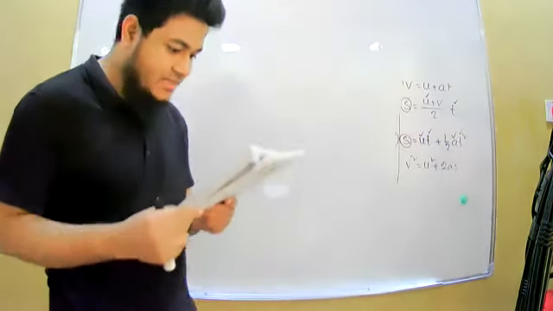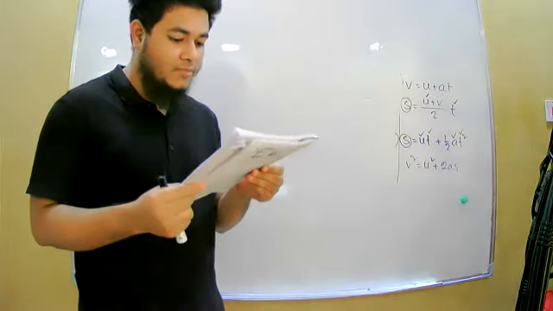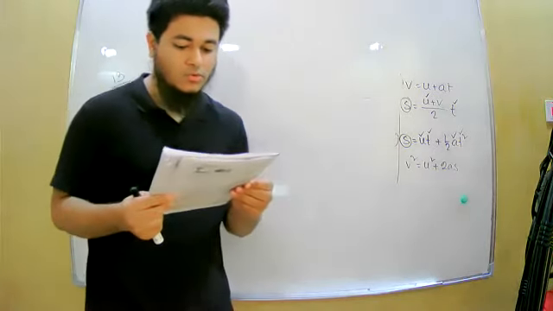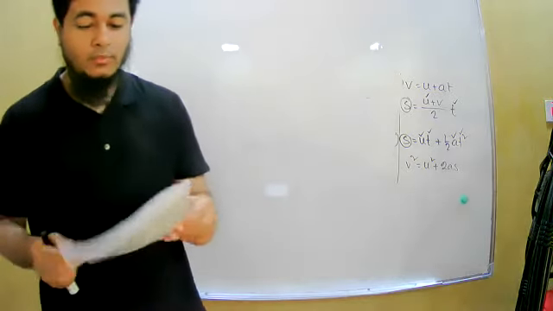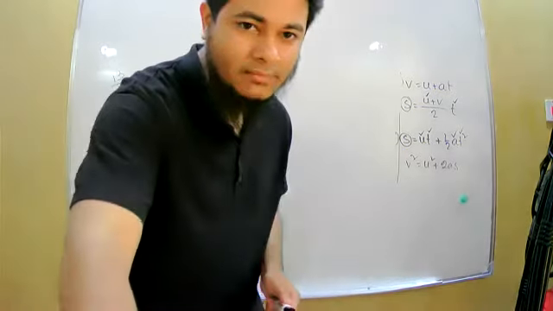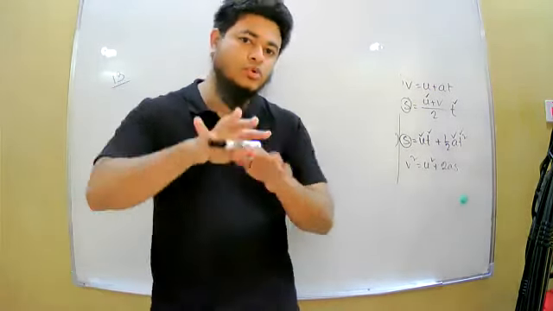The question says that if the car traveled the whole distance mentioned in the above path with constant acceleration 2 meter per second square, what would be the total time? Okay, now before I actually solve this one, this part D, I am not going to show it today. Rather, I want to show you something else.